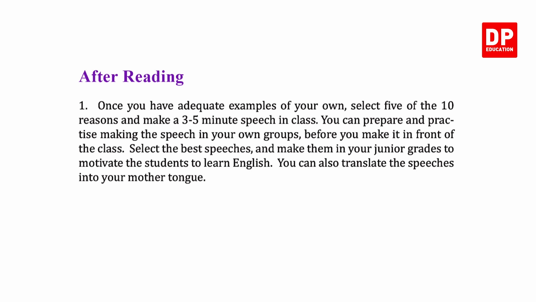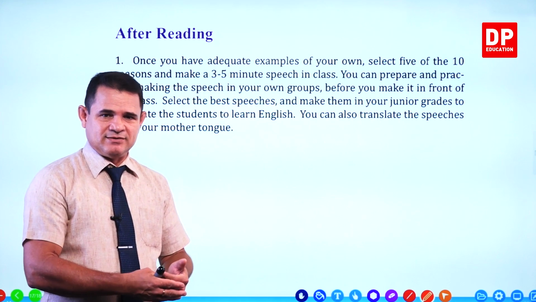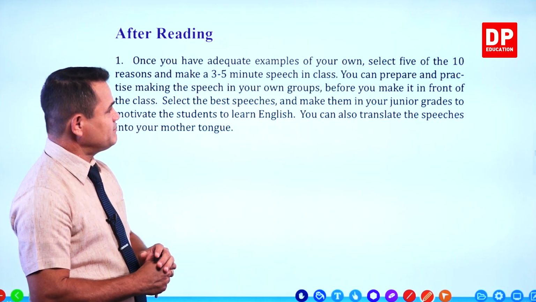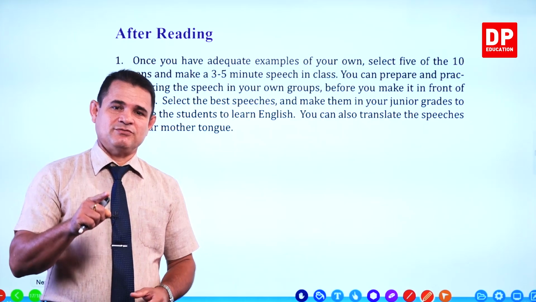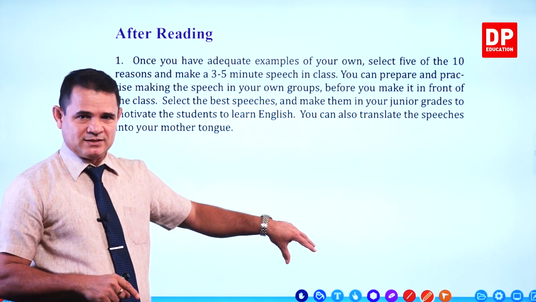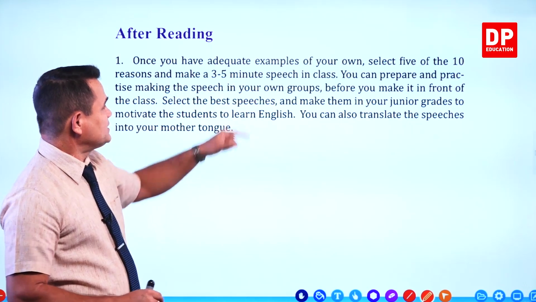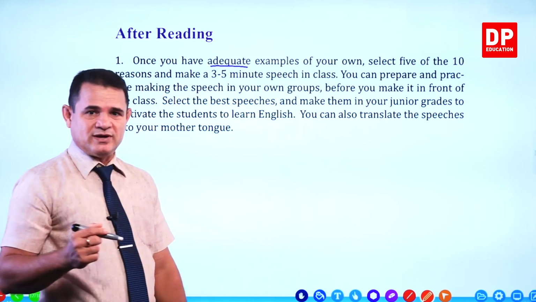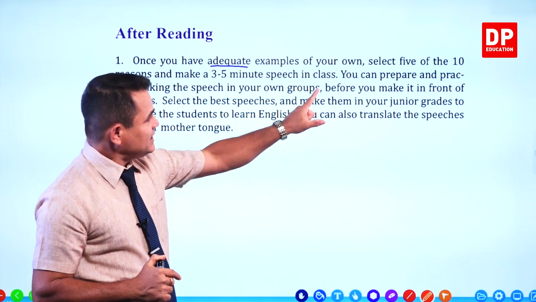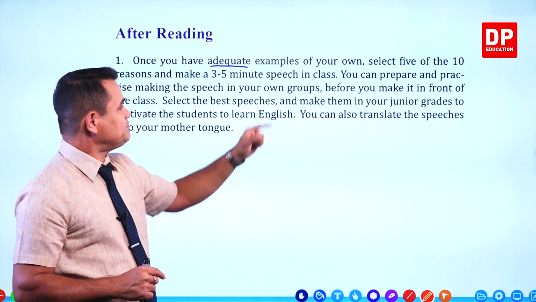And the next one, after reading, so do that activity. Then we did a lot of reading. ගොඩාක් කියවලා පුංචි activities ටිකක් කරා. Then after that, now we have this one. Once you have adequate examples of your own, I told you to write some examples of your own, not the things given in the book. පොතේ දීපු ටිකට අමතරව your own examples, ඔයාගේම උදාහරණ ටිකක්. When you have adequate examples, very important word, adequate, ප්‍රමාණවත් examples ටිකක් තියෙනකොට select 5 of the 10 reasons and make a 3 to 5 minute speech in class.